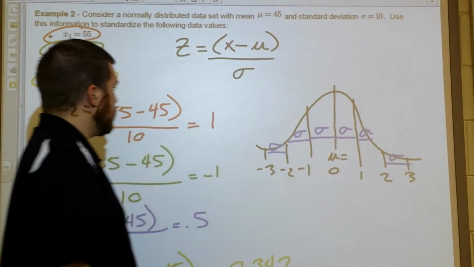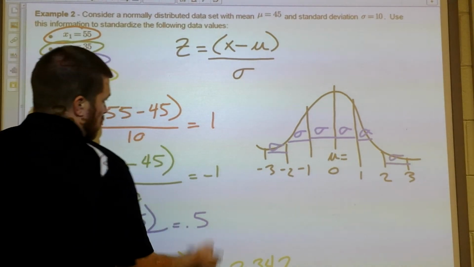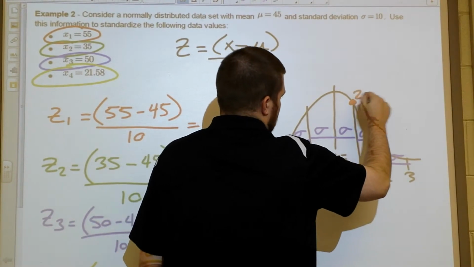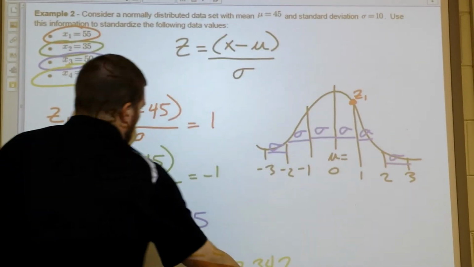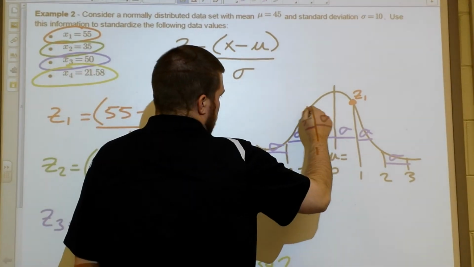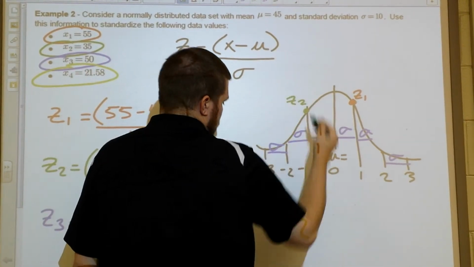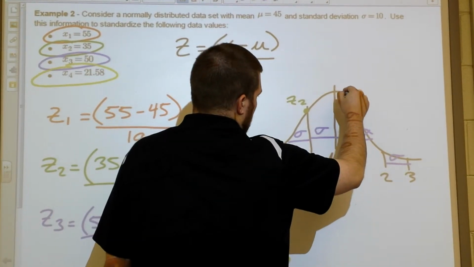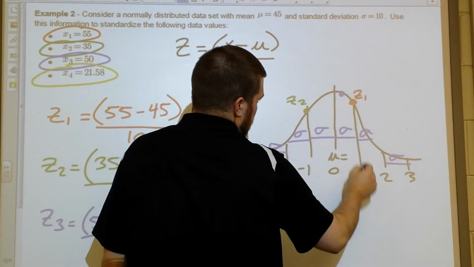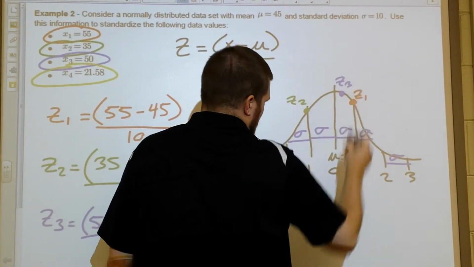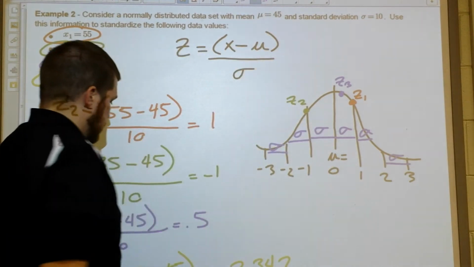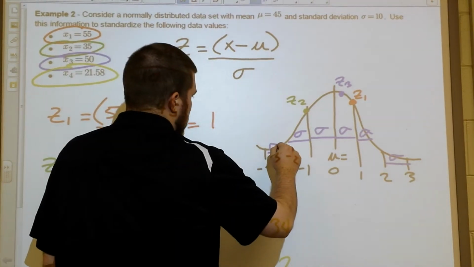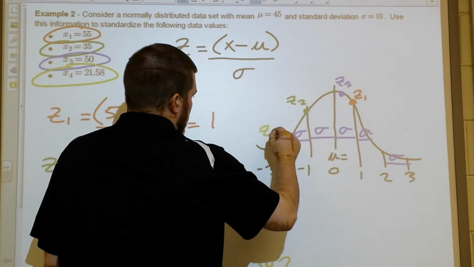Okay, so let's go plot these points. Here, a standard score of 1 on the normal curve would be here. That's my Z1. A standard score of -1 would be here. That's Z2. A standard score of 0.5 would be somewhere here, in between 0 and 1, so that would be Z3. And then finally, a standard score of -2.342 would be somewhere about right here. That would be my Z4.